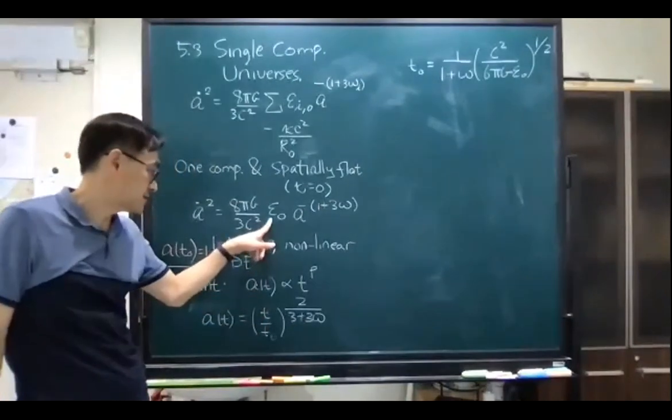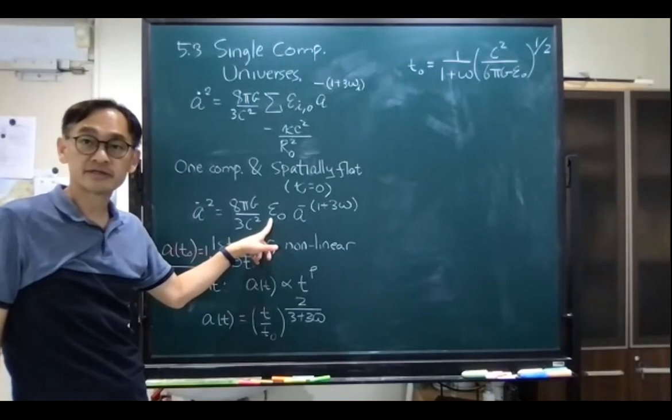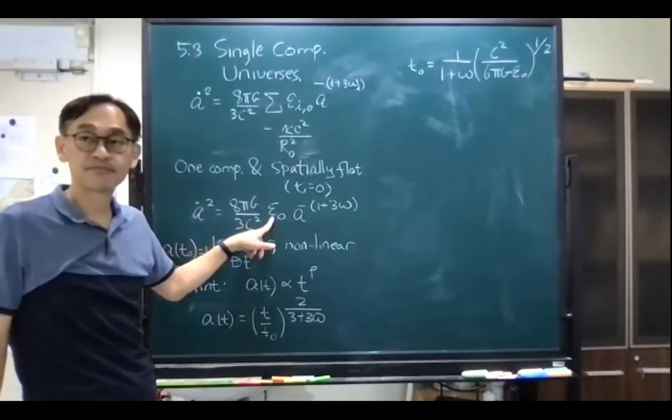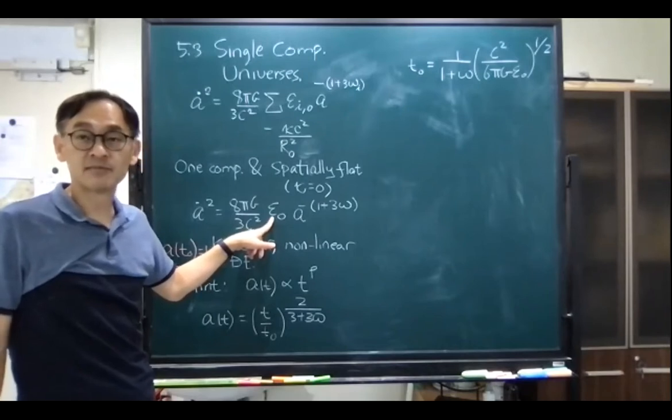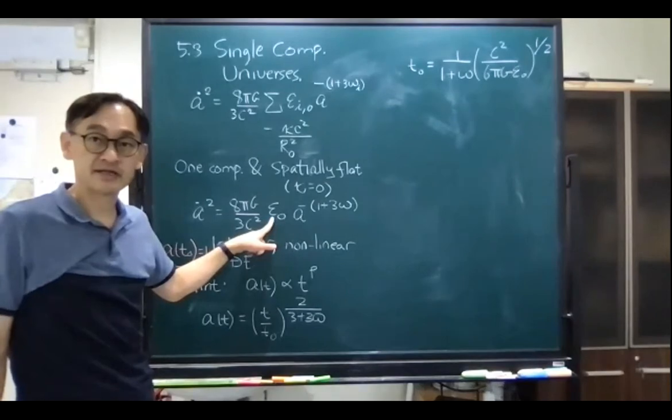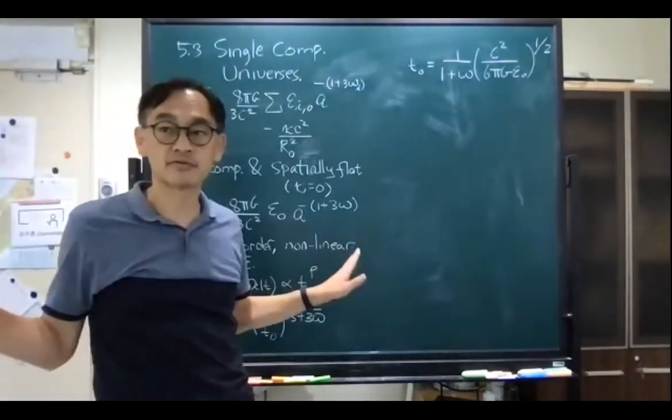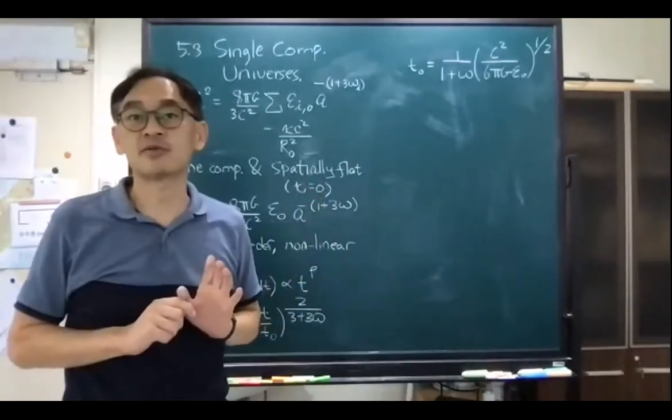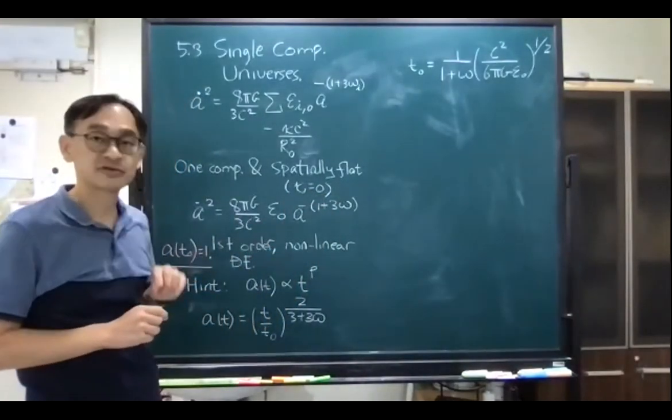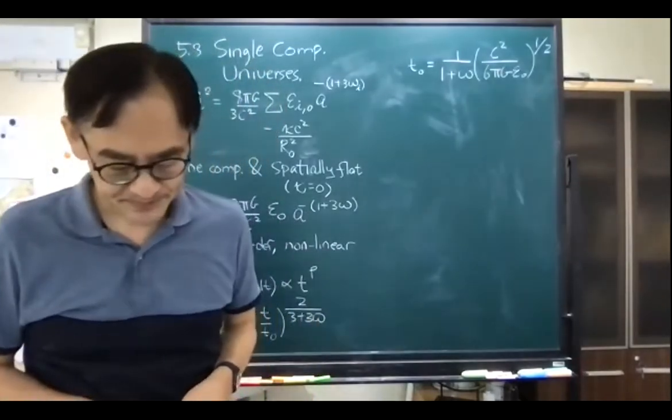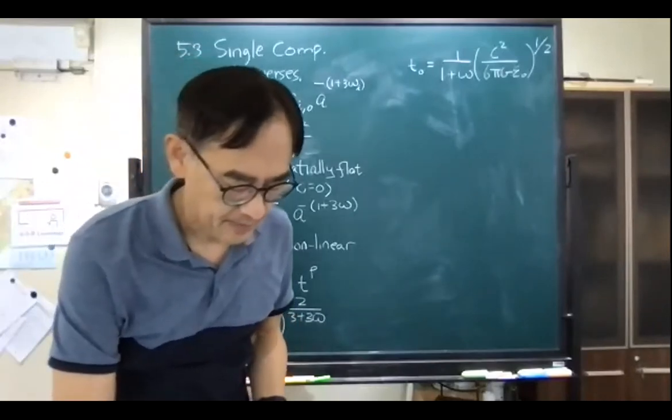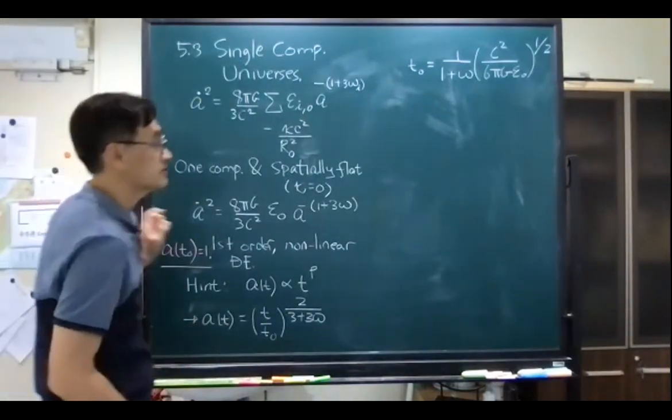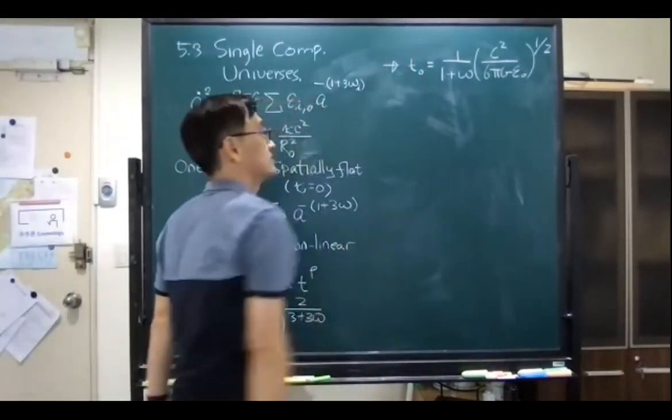So don't confuse this epsilon 0 with the permittivity of vacuum that's appearing in electromagnetism. This is the energy density of the single component universe that we are dealing with now. In fact, at least for this chapter, we are not going to discuss electromagnetic interaction at all. So that shouldn't have anything to do with electromagnetism. Okay. So this is your solution that I didn't prove, and this is your t0 that you have to work on.